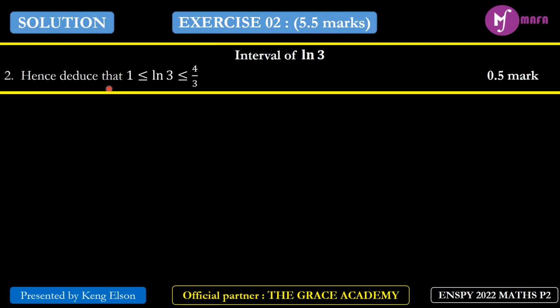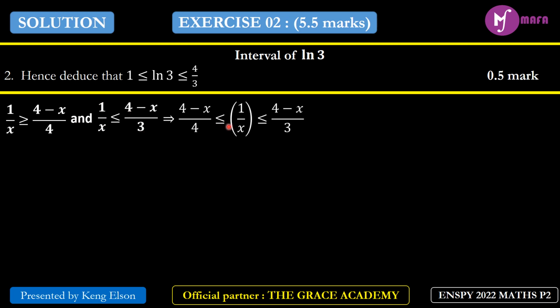Finally, we have to deduce that 1 is less than or equal to ln 3 less than or equal to 4 divided by 3. In the previous question, we have proven that 1 over x is greater than or equal to (4 minus x) on 4, and we have also proven that 1 over x is less than or equal to (4 minus x) on 3. It therefore means that 1 over x lies between (4 minus x) on 4 and (4 minus x) on 3. Now for us to have ln 3 here, we just need to integrate 1 over x from 1 to 3.